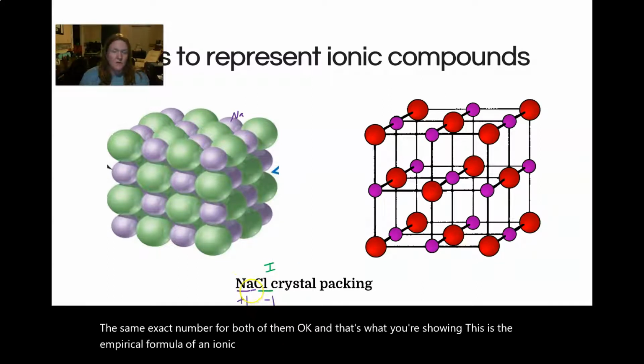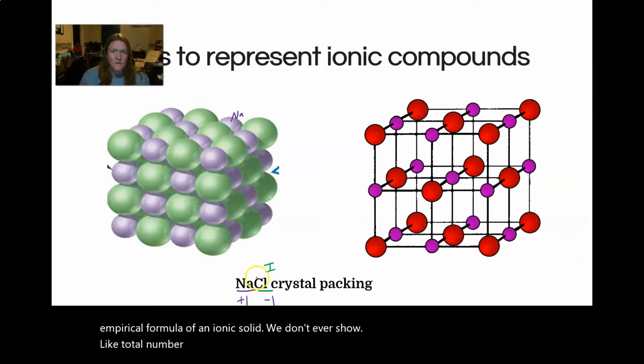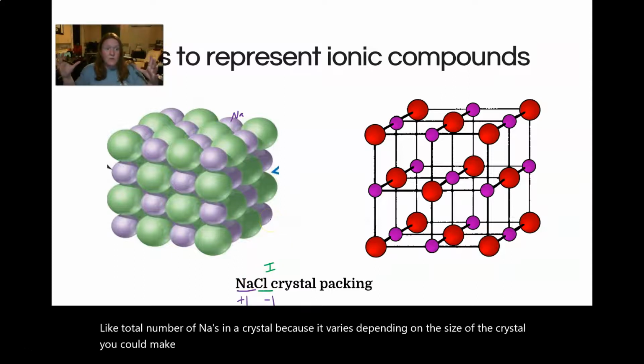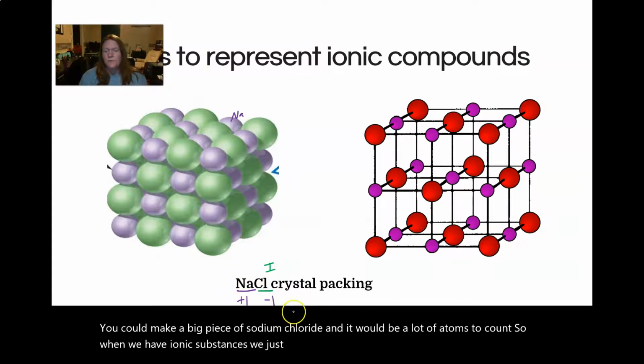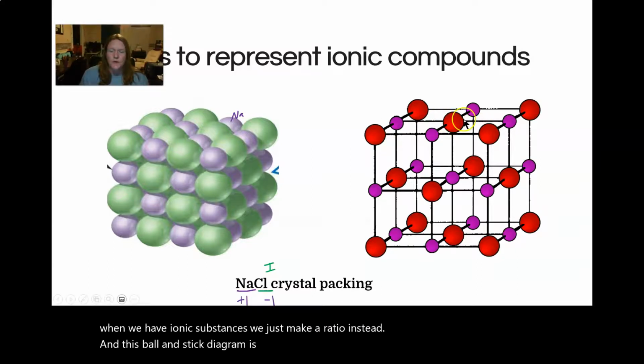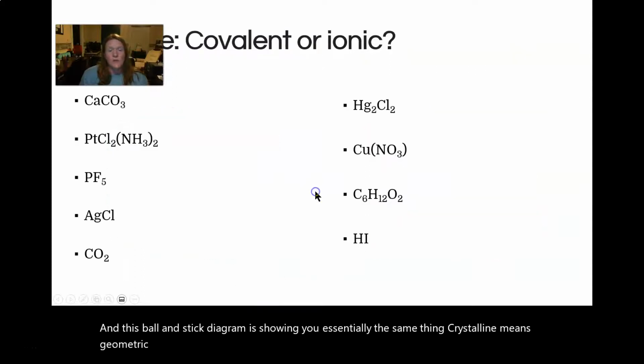We don't ever show the total number of Nas in a crystal because it varies depending on the size of the crystal. You could make a big piece of sodium chloride and it would be a lot of atoms to count. So when we have ionic substances, we just make a ratio instead. And this ball and stick diagram is showing you essentially the same thing. Crystalline means geometric shape. So cube is one of them, and there are many more.